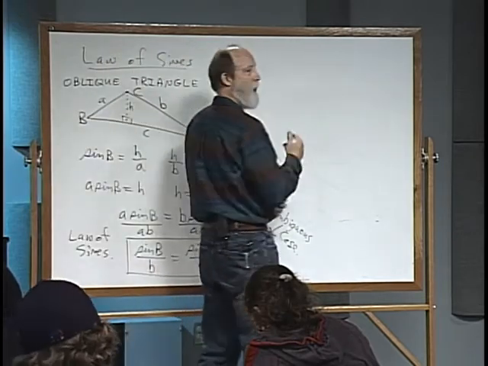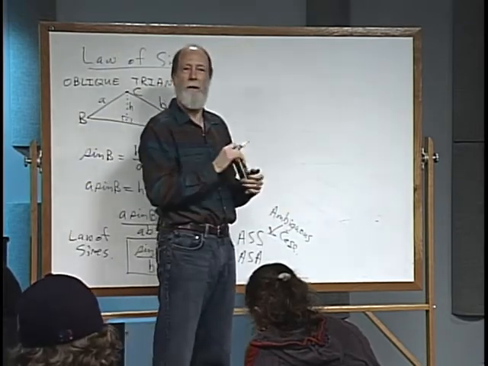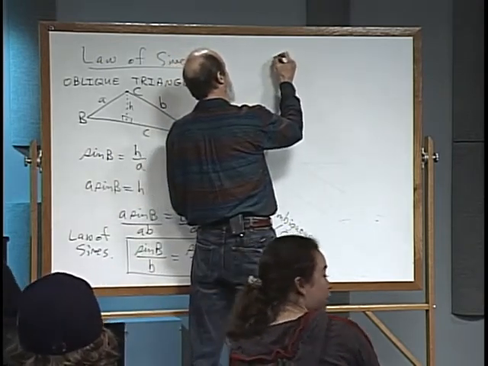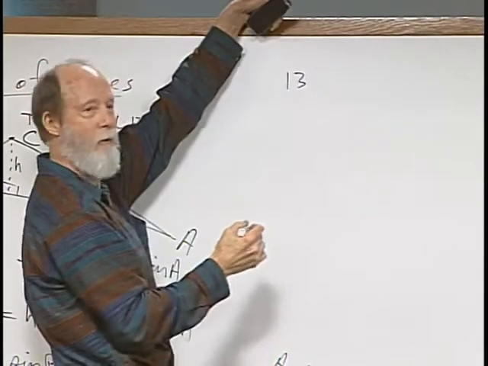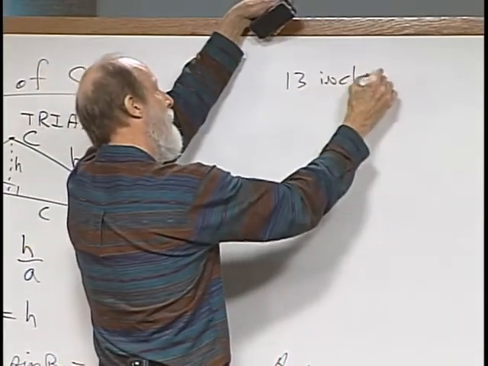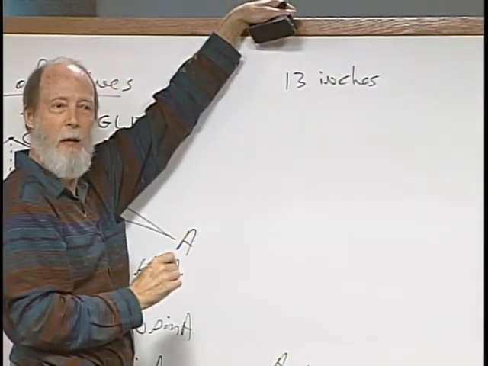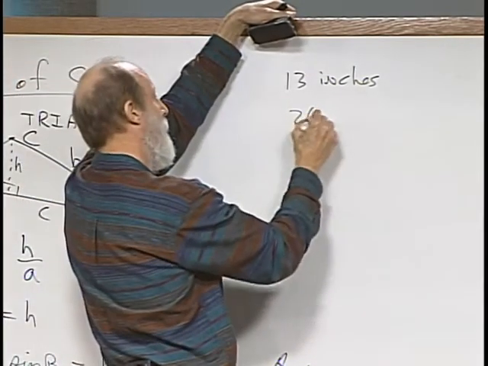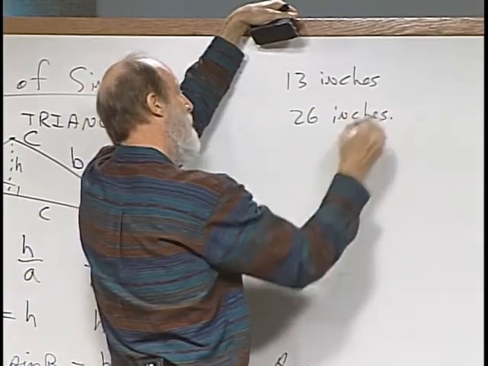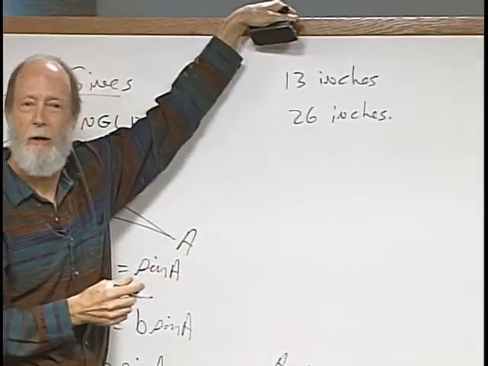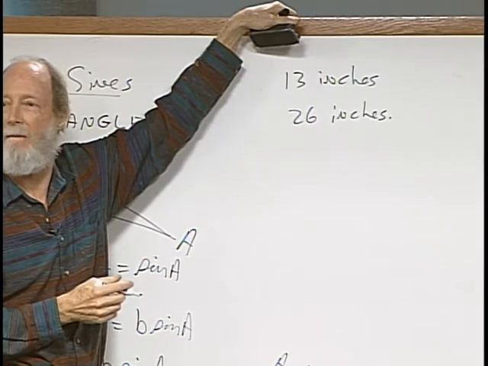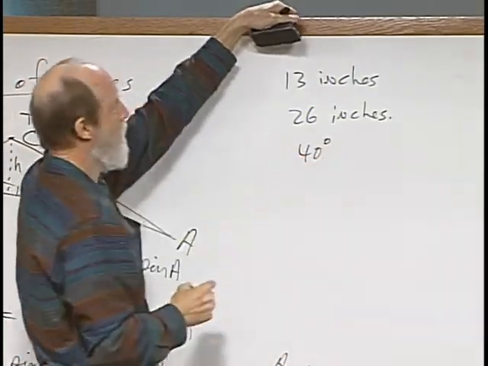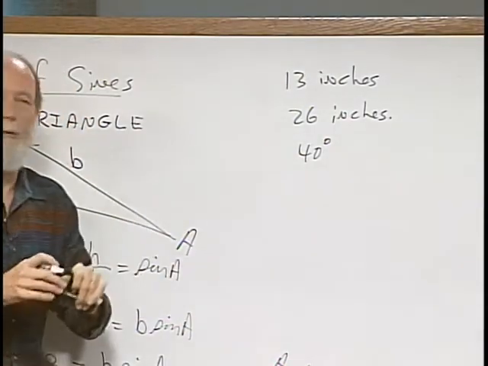And so somebody give me a length. 13. So we're going to have a length of 13. Why don't we say it's inches? Somebody give me another length. 26 inches. Okay, and somebody give me an angle in degrees. 40 degrees, okay. So I've got 3 pieces that I'm going to build into a triangle.